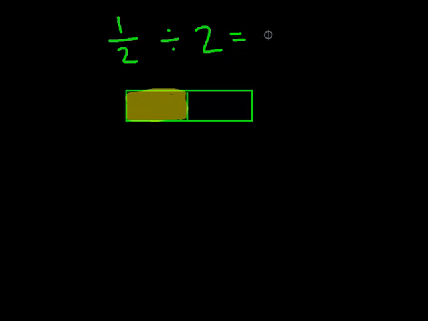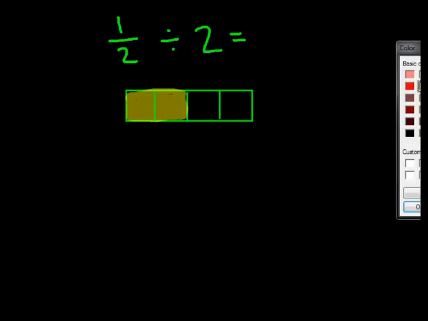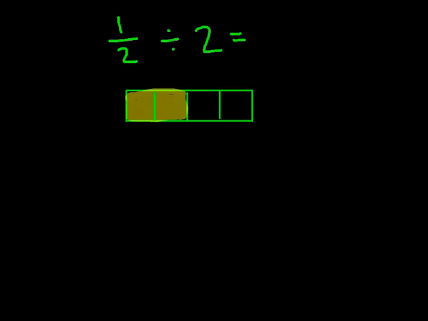Then we need to take each half and divide it by the whole number. So I'm going to take this half and divide it into 2 pieces. And I'm going to take this half and divide it into 2 pieces. Now I'm going to shade one of the new pieces. Just 1.